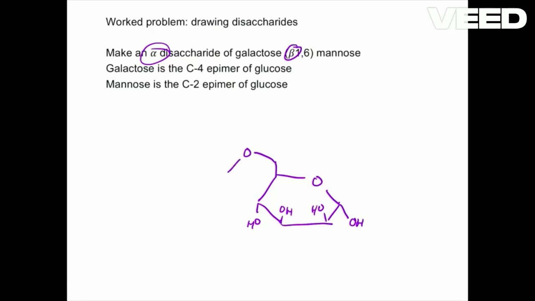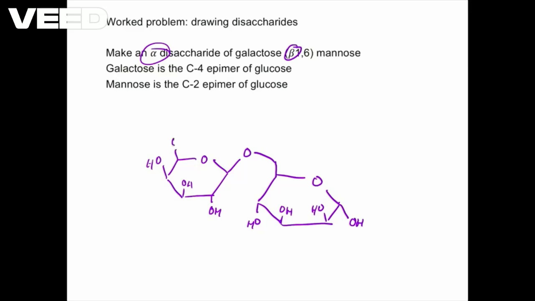So that means that the anomeric carbon on galactose is going to be pointing up. So galactose is the C4 epimer of glucose, so hydroxyl on carbon 2 down, hydroxyl on carbon 3 up, hydroxyl on carbon 4 is also up, and then carbon 6 would look like that. But basically we've got a beta glycosidic bond, and it's going between carbon 1 of galactose and carbon 6 of mannose, and then we have our alpha connection over there.